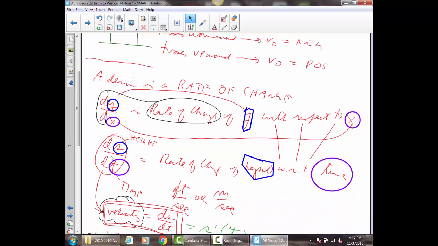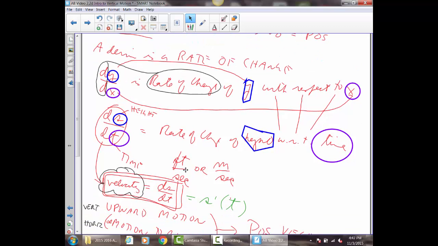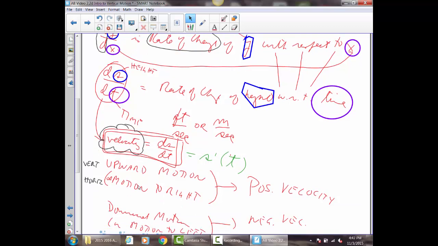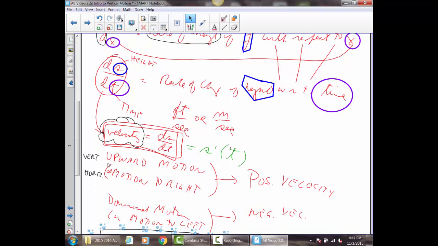ds/dt would be the rate of change of the height, which is s, with respect to t, which is the time. Well, height over time is like feet over seconds or meters over seconds, and that is the velocity, because a velocity is a rate of change of distance with respect to time. So, if you have the position function s of t, the derivative of s of t, written this way or this way, is the velocity. And again, for vertical motion, upward motion will have a positive velocity, downward motion will have a negative velocity.